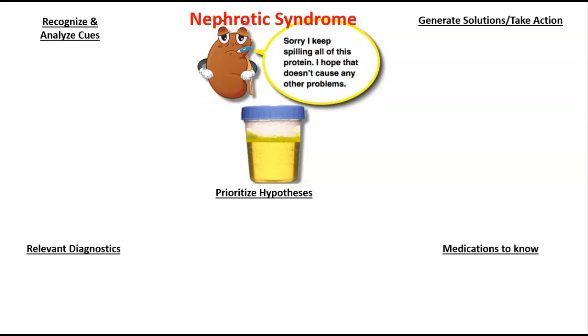So what are the solutions? What do we want? What are our patient goals? We want to cure or control the primary disease, promote renal function, prevent complications, prevent those complications of clotting and stroking out, prevent infection.